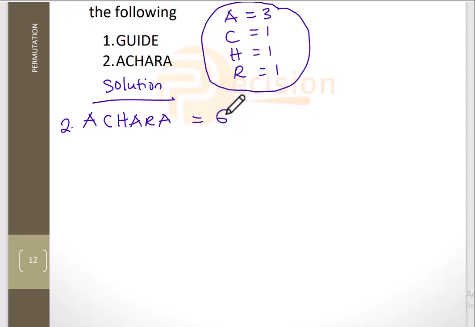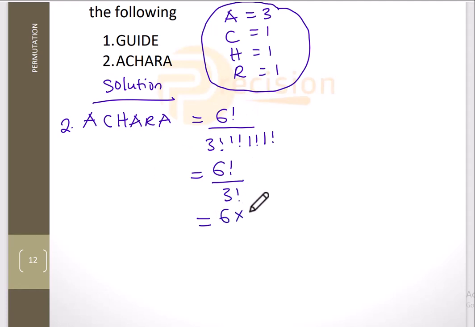So we have 6 factorial all over. The first one is 3 factorial, next one is 1 factorial, next one is 1 factorial, next one is 1 factorial. Now all these 1 factorials don't play any role. So just have 6 factorial all over 3 factorial. You're done, because 1 factorial will still result in 1. It doesn't have any effect.